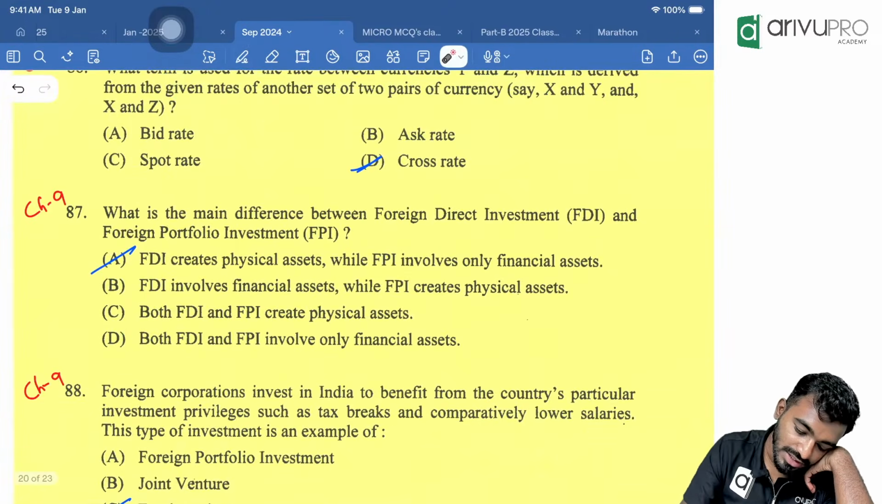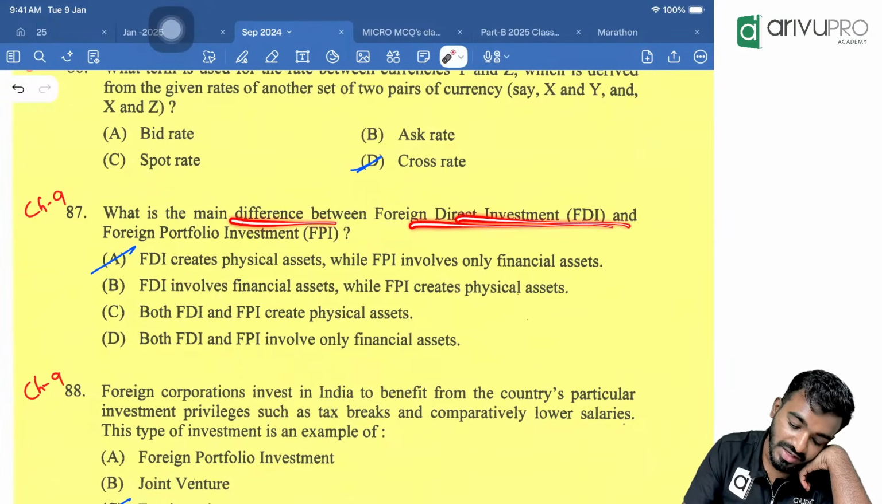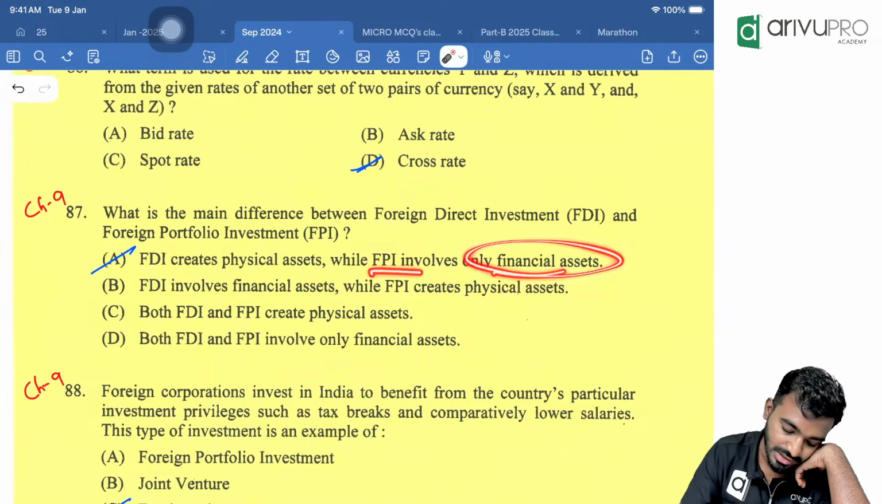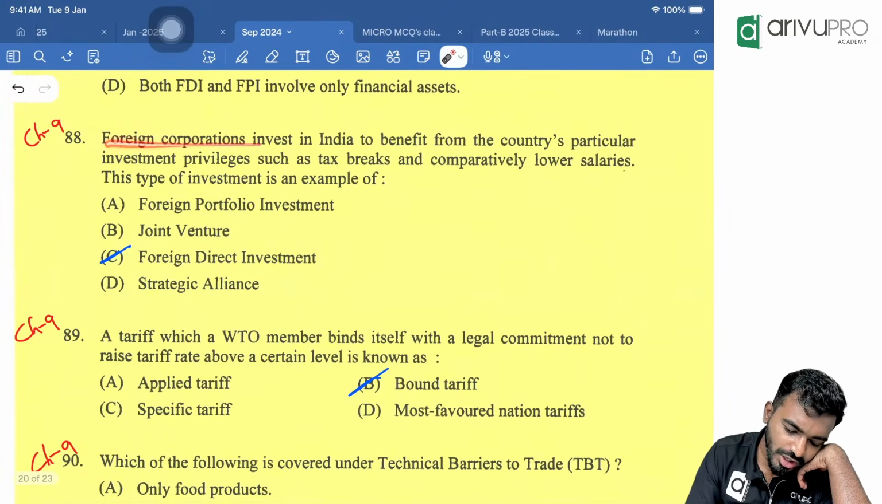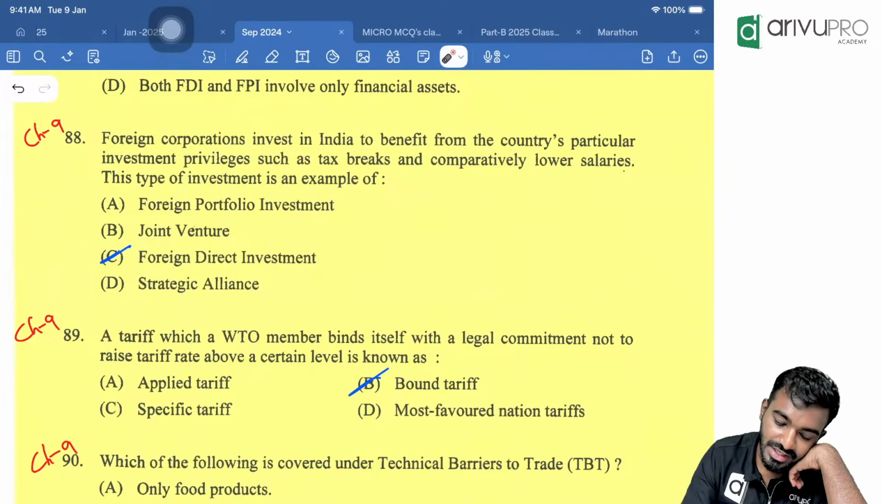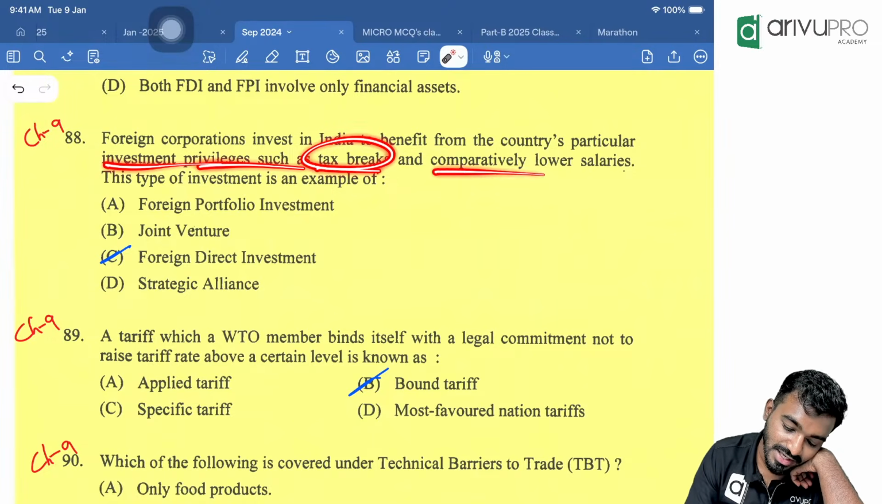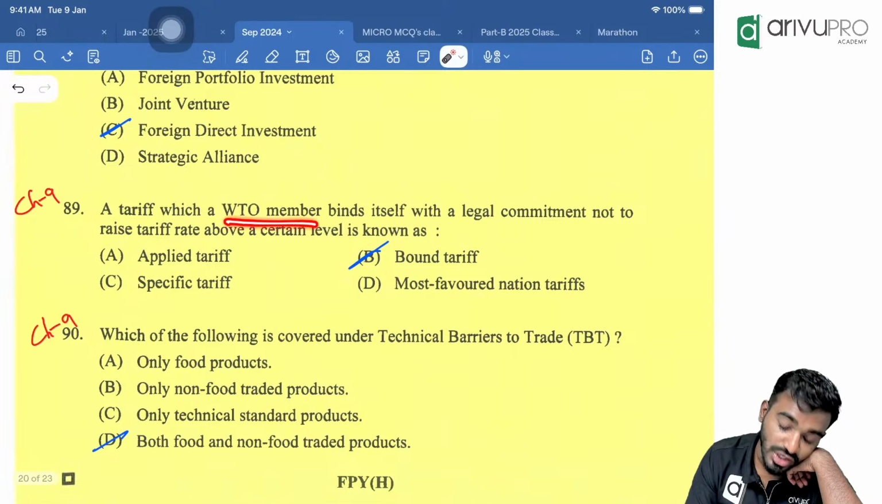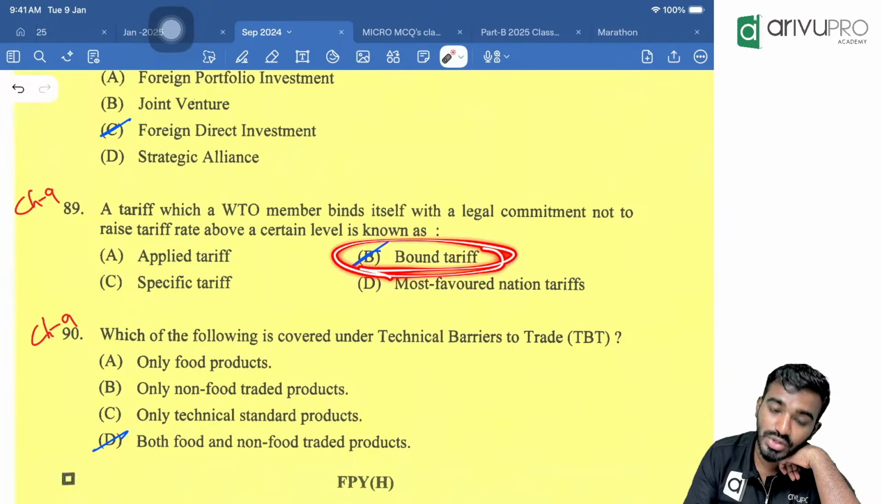Next. What is the main difference between FDI and FPI? FDI is a physical asset investment and FPI is a financial asset investment. Foreign corporations invest in India to benefit from the country's particular investment privileges such as tax brackets and comprehensively lower salaries to be paid in India. This is called FDI. Next, the tariff which WTO members are agreeing between themselves, bound tariff.